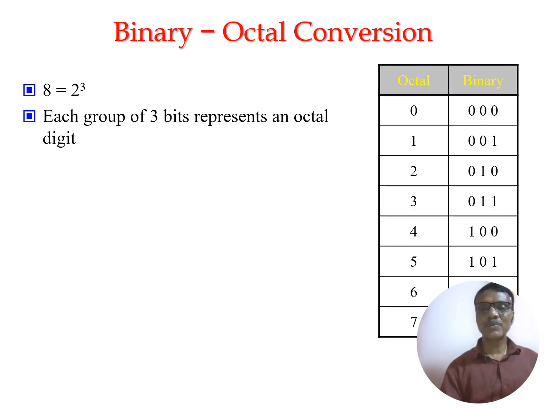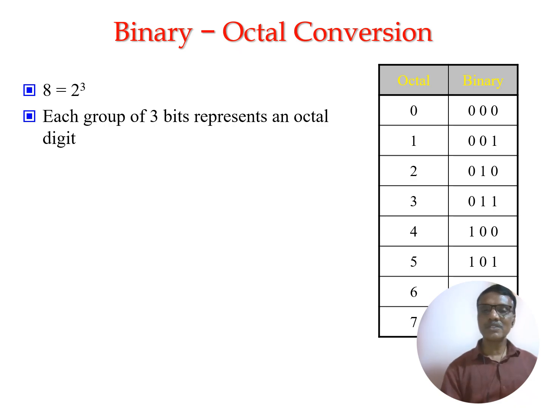So see in the table. This is the given octal number 0, 1, 2, 3, 4, 5, 6, 7. Octal number means 8 numbers, so 0 to 7. It contains 0 to 7. So its equivalent binary value, we need to represent in 3 bits. So we have to represent 3 bits.